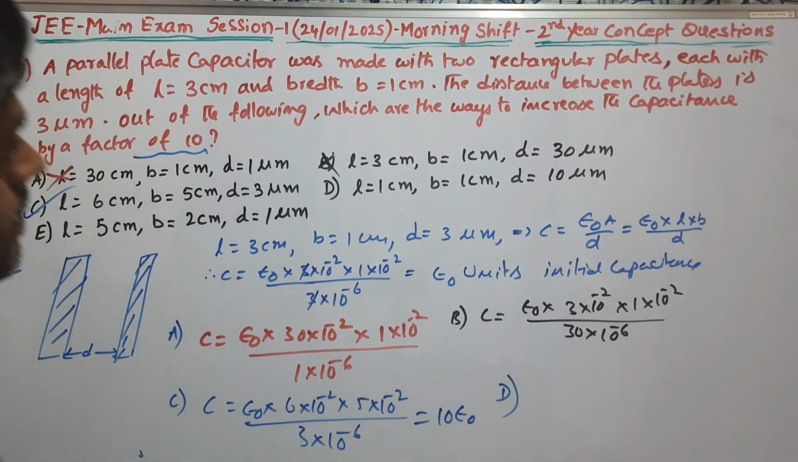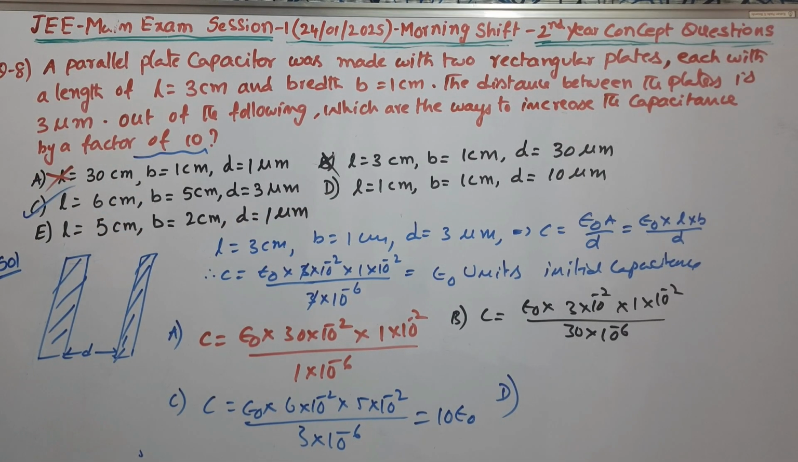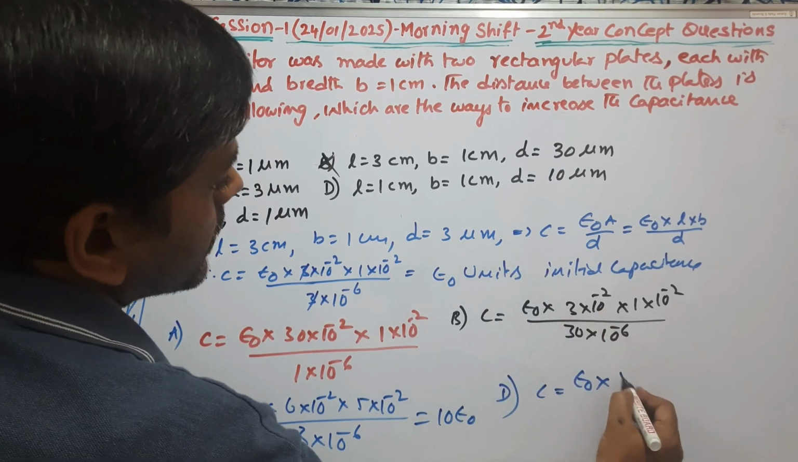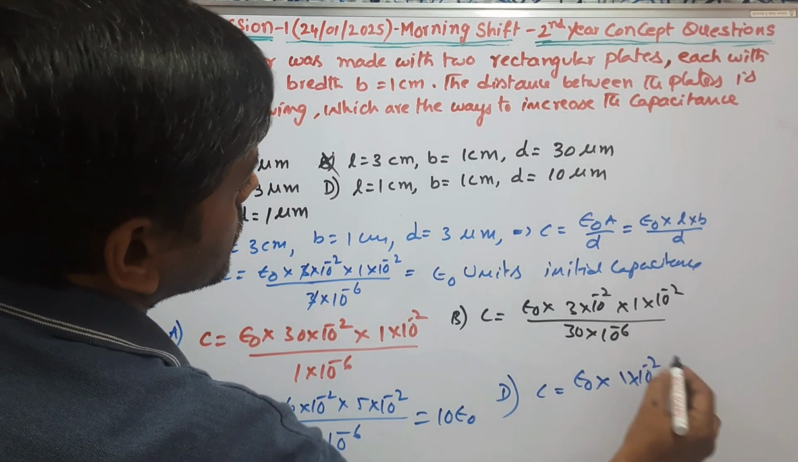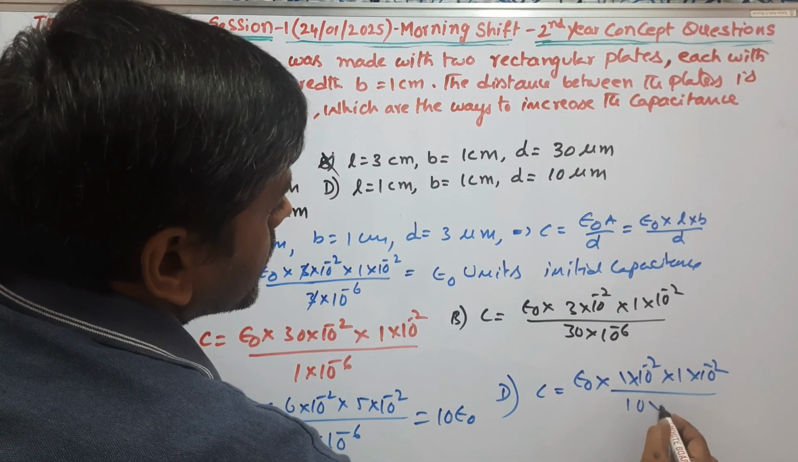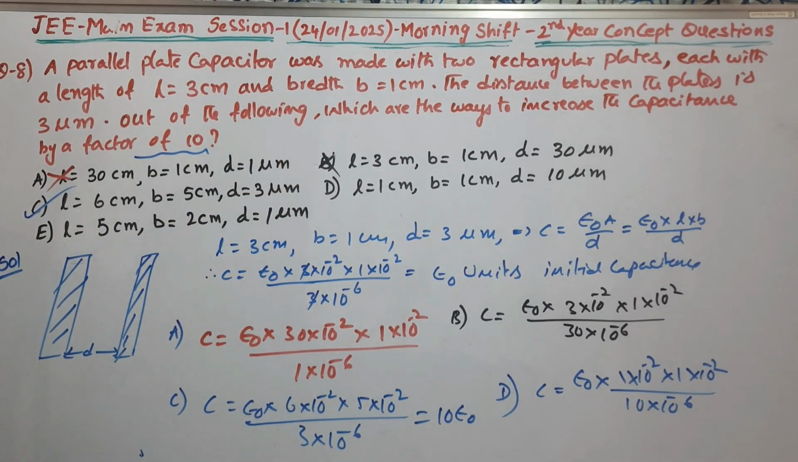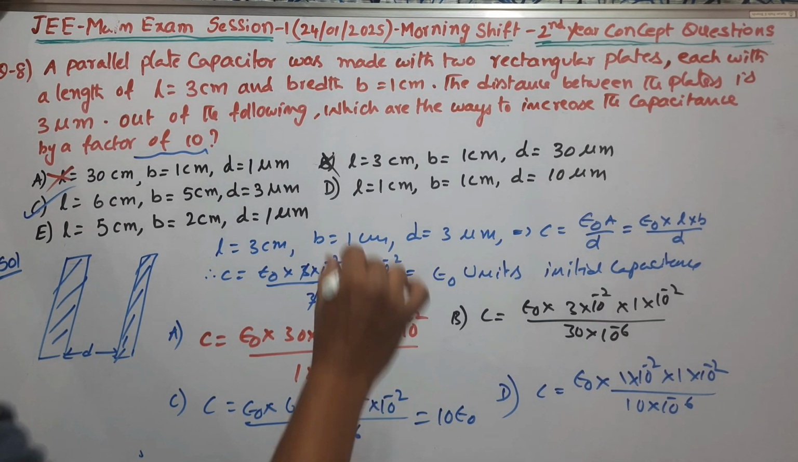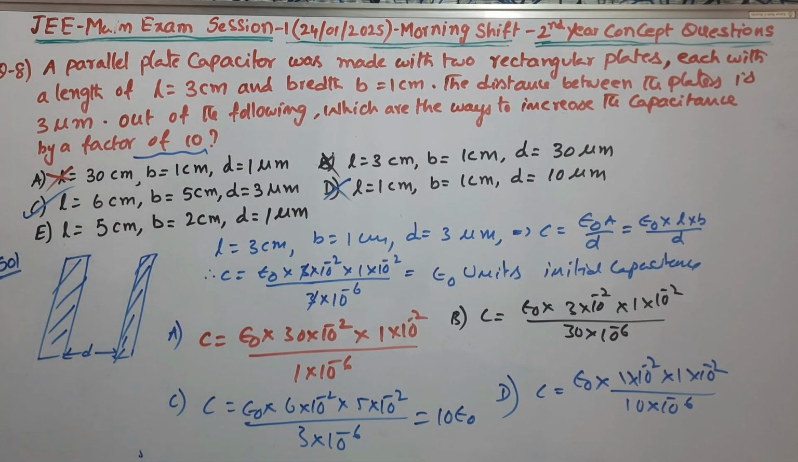Next, option D. What is option D? C is equal to epsilon naught into length 1 into 10 power minus 2 into breadth 1 into 10 power minus 2 by 10 into 10 power minus 6. So it is also not correct, it does not give the required value. Then remaining is E.